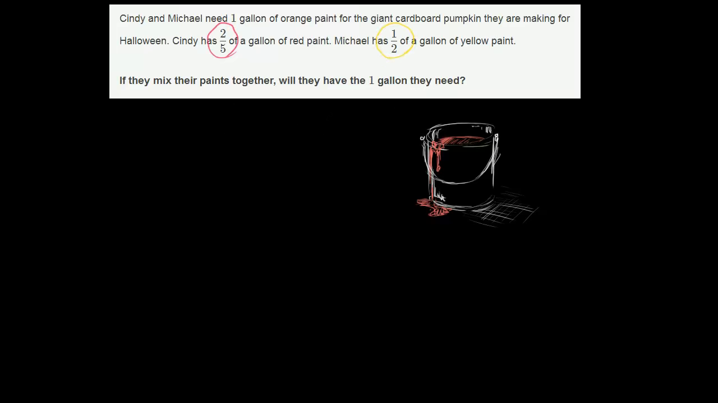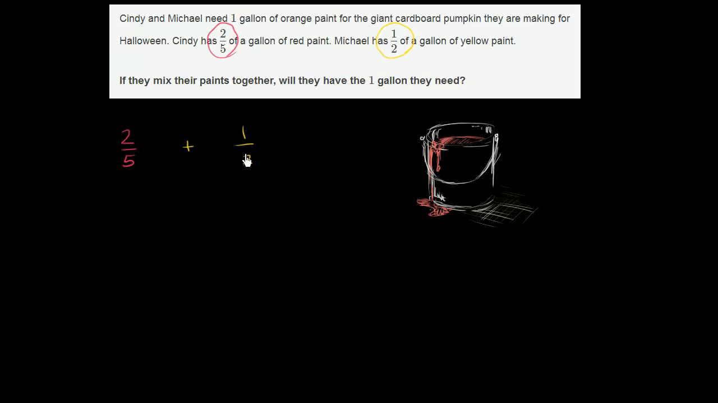So let's think about that. We're going to add the 2/5 of a gallon of red paint to half a gallon of yellow paint, and we want to see if this gets to being 1 whole gallon. Whenever we add fractions, we're not adding the same thing. Here we're adding 2/5. Here we're adding 1/2.